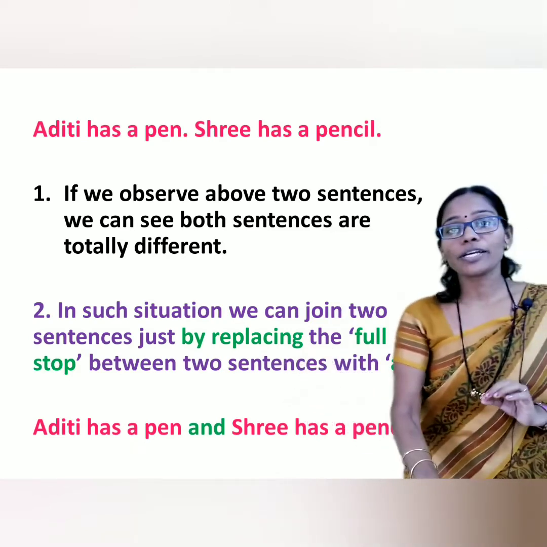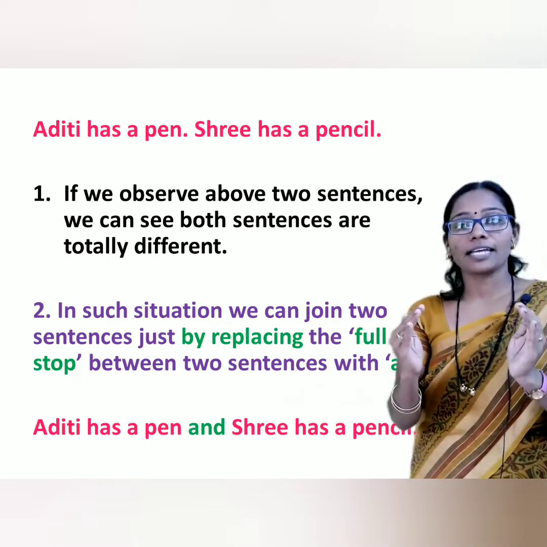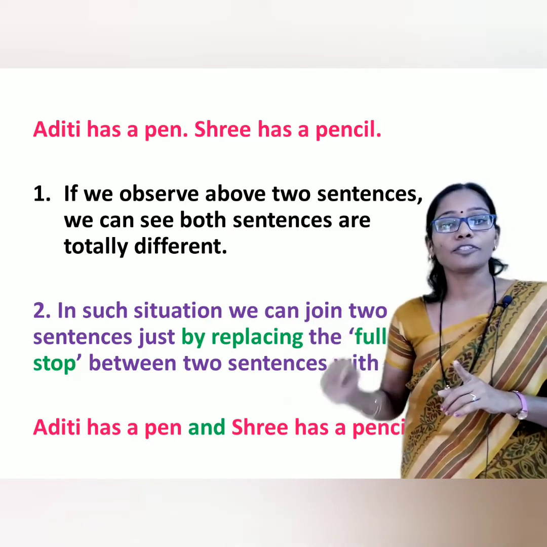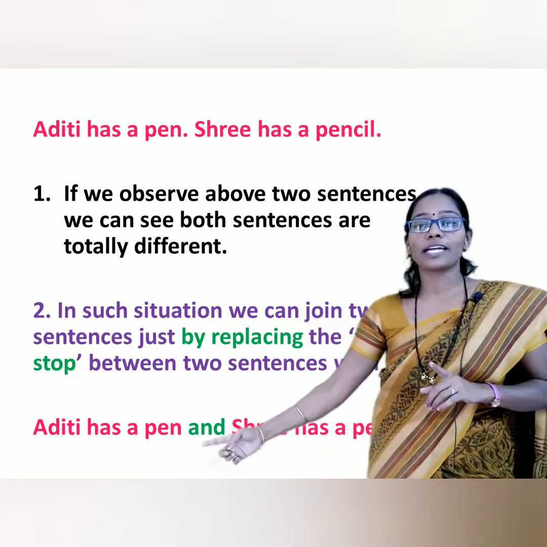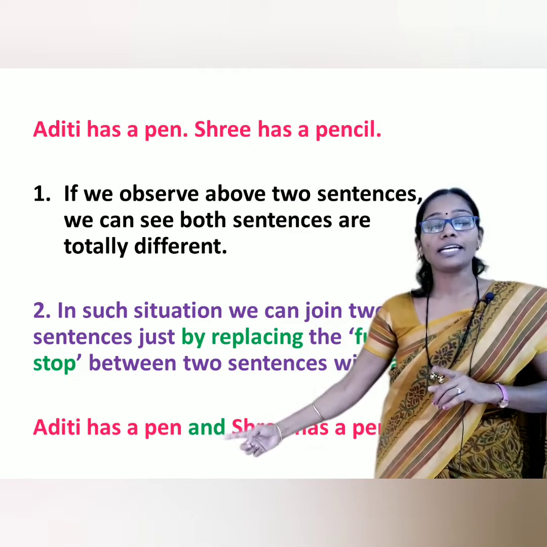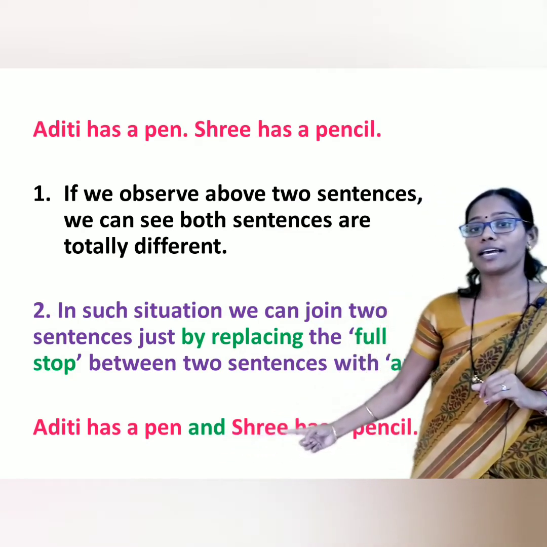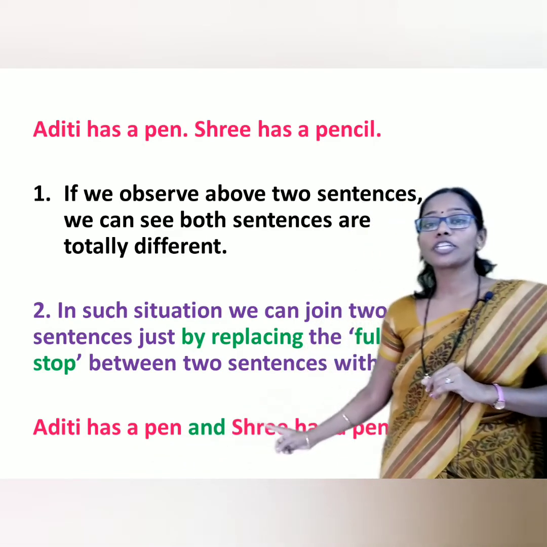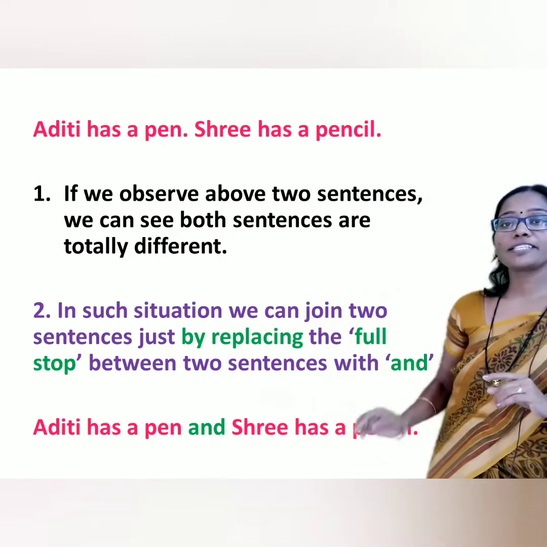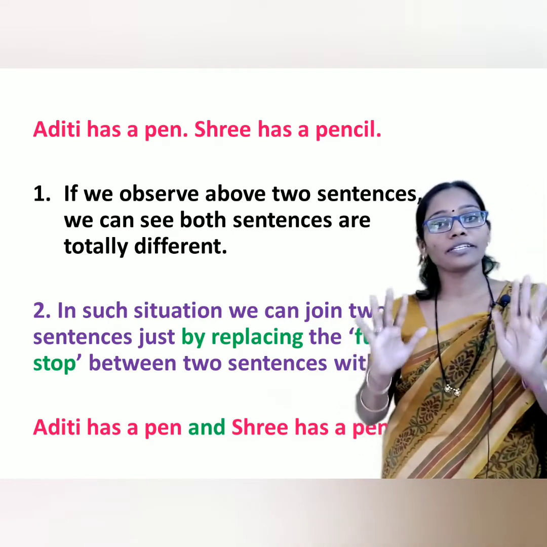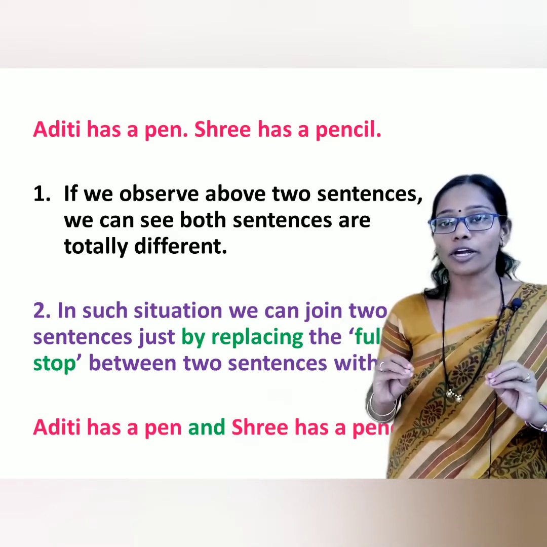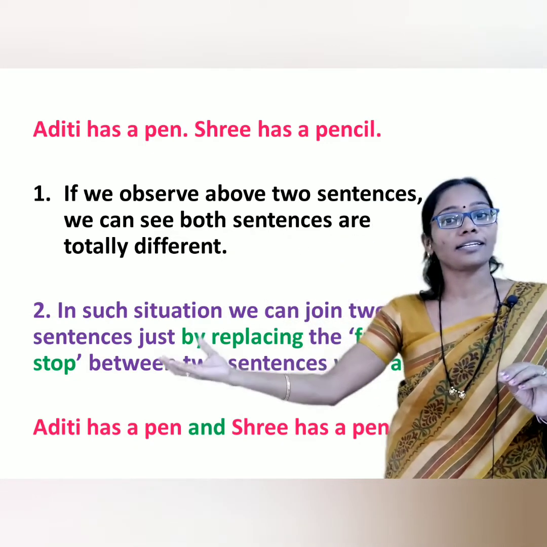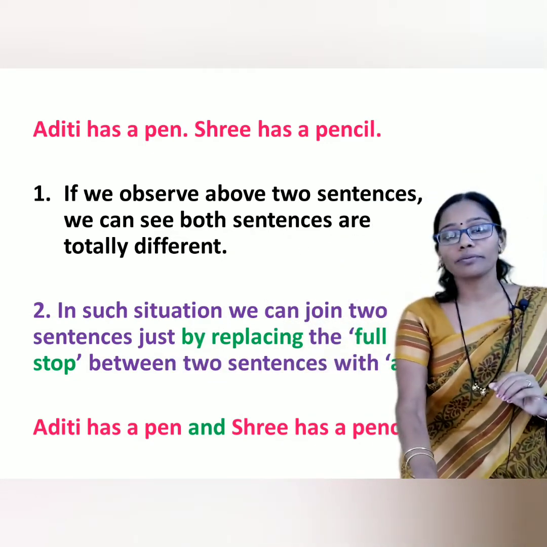It means you can see here, after the first sentence, Aditi has a pen, there is one full stop. You have to just remove that full stop, and in the place of the full stop, you can write A, N, D, this word "and", and you can join the next sentence there. So our sentence will become: Aditi has a pen and Shri has a pencil. There is not much change. If we want to join two completely different sentences, just remove the full stop, put "and" there and write the next sentence again. In this way, we can join two different sentences.